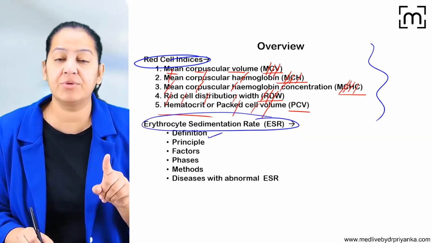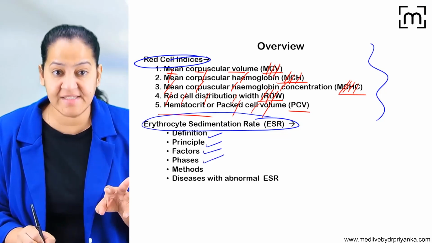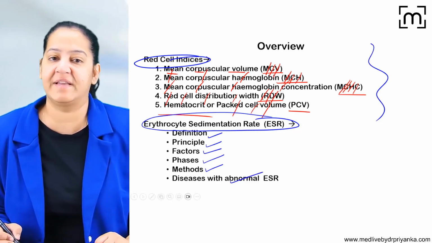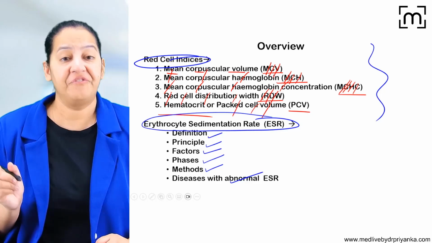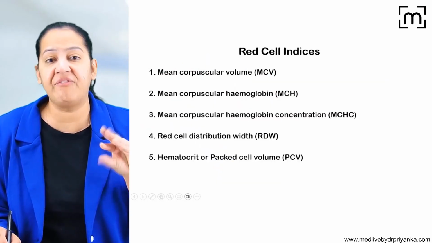What's the definition of erythrocyte sedimentation rate? What is its principle? The factors affecting it? What are the phases? The methods by which we measure it, and the diseases in which it increases and decreases. So we will be discussing the ESR under these headings. First, let's start with RBC indices, the details of the 5 RBC indices.